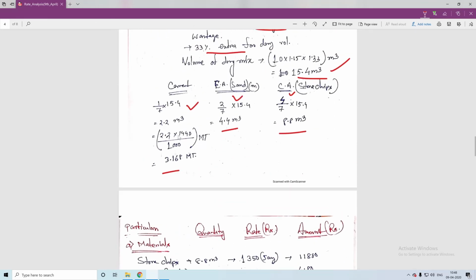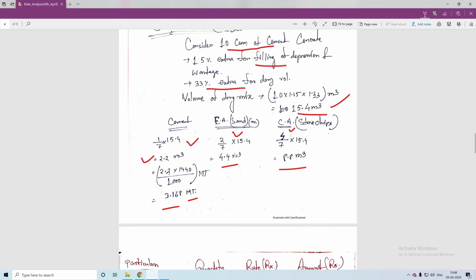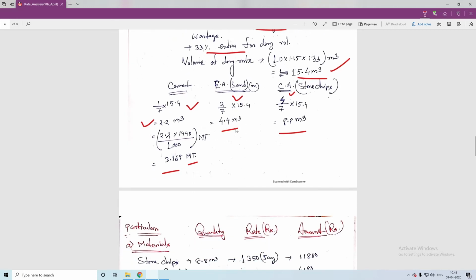Similarly here I get 2.2 meter cube volume, so I am converting it into metric ton. Simply multiply with 1440 by 1000 and we get 3.164 metric ton. Fine aggregate and coarse aggregate are in meter cube, so we don't need to convert them into other units. Fine aggregate is 4.4 meter cube and coarse aggregate is 4.4 by 7 into 15.4.